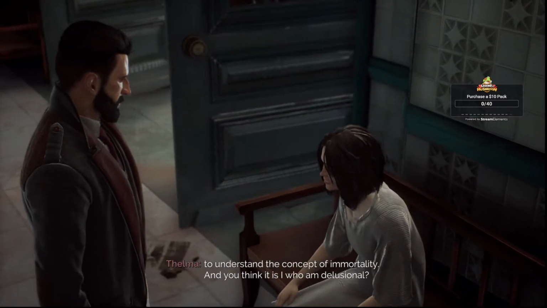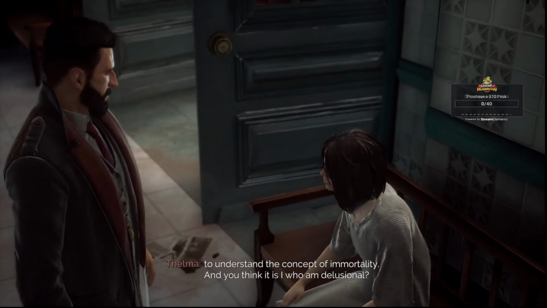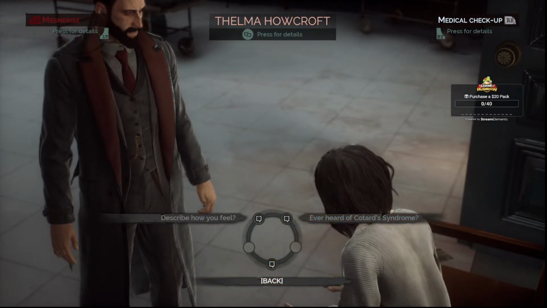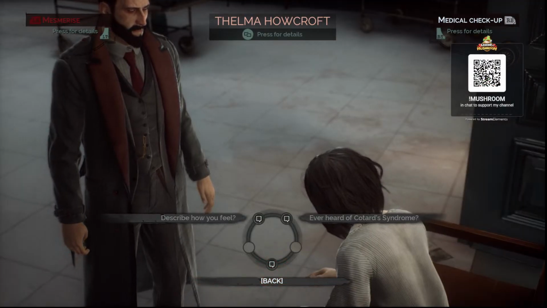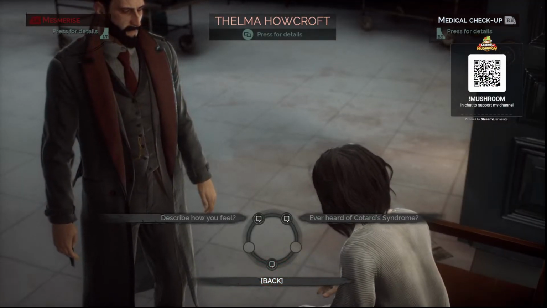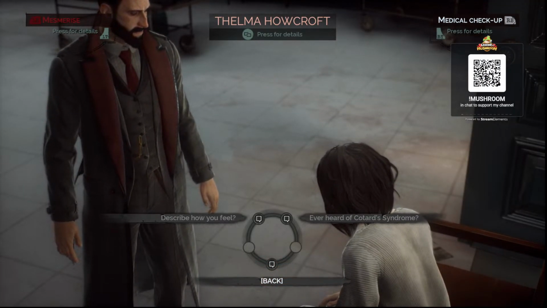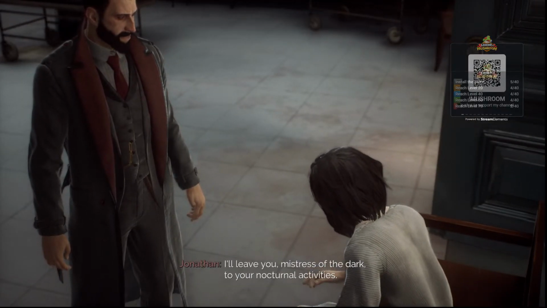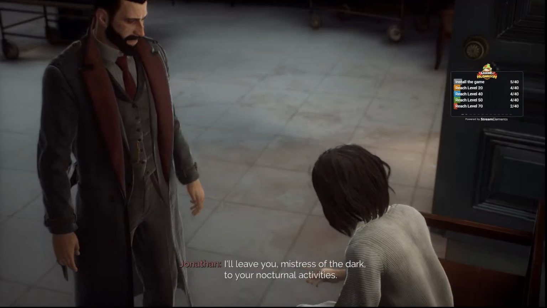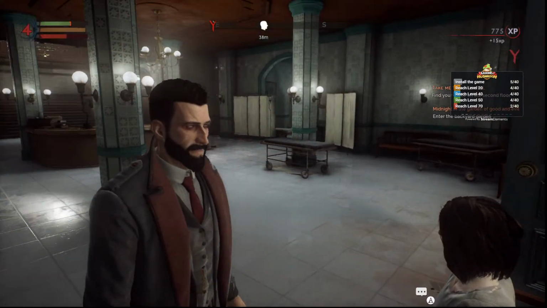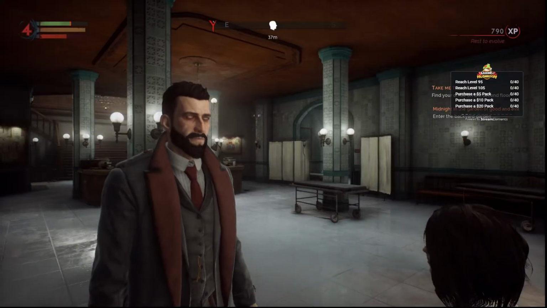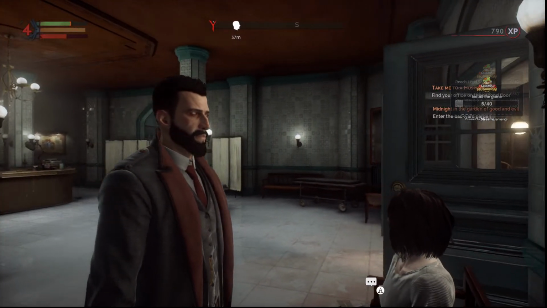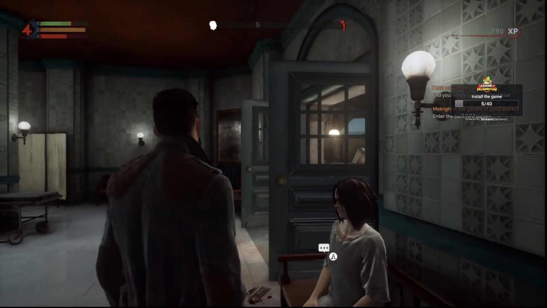You can't even begin to understand the concept of immortality. And you think it is I who am delusional. I'm just saying, so like, they all look at this guy with the bloodshot eyes, the veins popping out and everything, and they think that this looks normal? Wait, actually, let me see what I look like now. I'll leave you, Mistress of the Dark, to your nocturnal activities. So they see this. Oh, okay, well, I look a little bit better, I guess. The eyes give it away a little bit, but like, I looked horrible before.